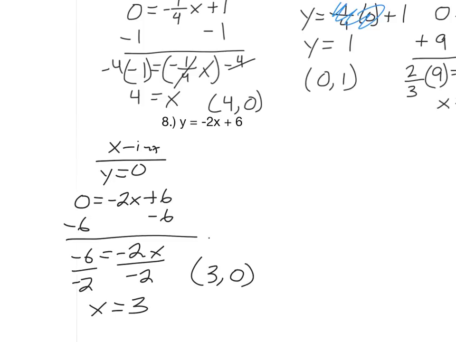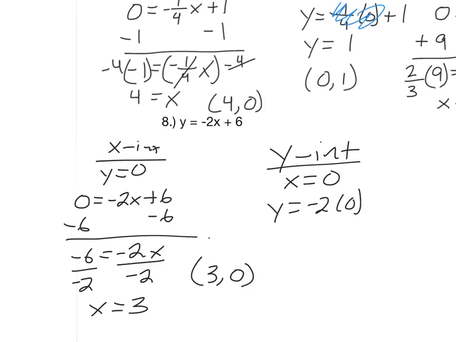0. For y-intercept, what has to equal 0? X has to equal 0. So anywhere you see an x, you just plug in a 0. So negative 2 times 0 is nothing. So that'll just disappear. Y equals 6. So it would be 0, 6. That would be your y-intercept.